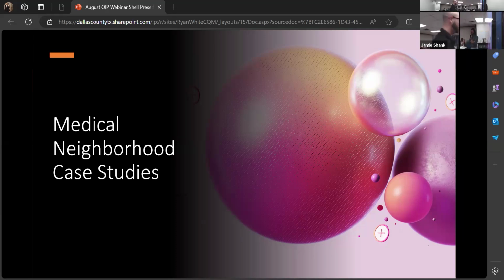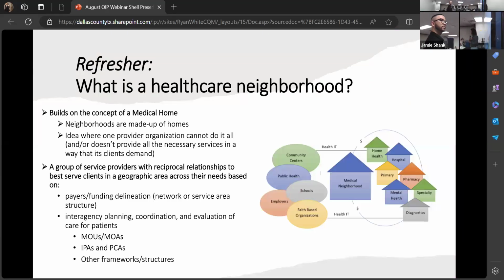So we're just gonna keep on talking about what we have been talking about, community partnerships and linkage, really through the lens of a medical neighborhood. This is something that we had presented quite some time ago, as a part of maybe a couple of different TA series, but we wanted just to take a moment to remind ourselves, what is a medical neighborhood? So it builds on the concept of the medical home.